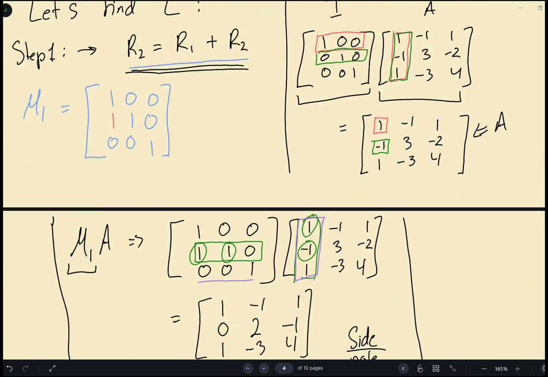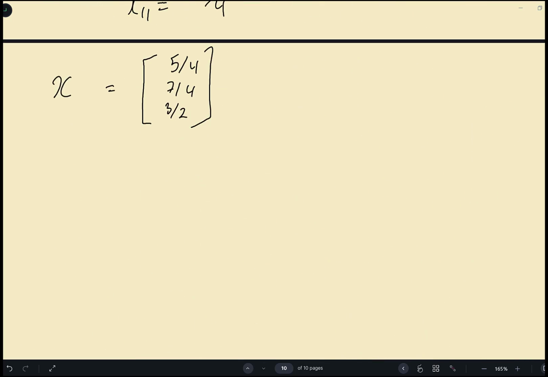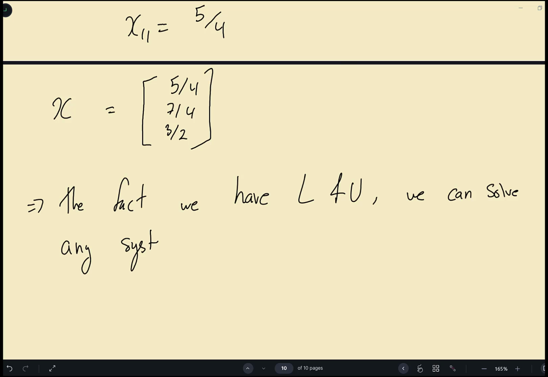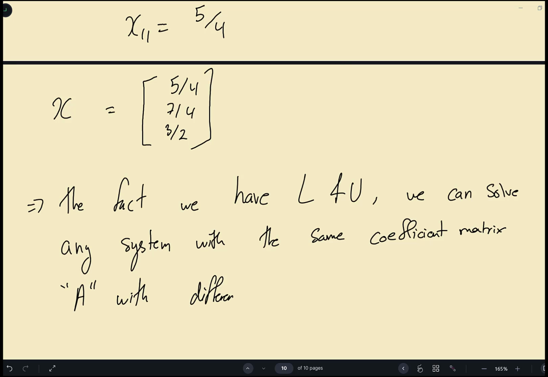All right, so let's write that in words. So down here, we're going to say, the fact we have LU, we can solve any system with the same coefficient matrix A with different sets of B values. And this will help us in basically solving for the inverse, as we're going to see in the next lecture, which is lecture 3.3.